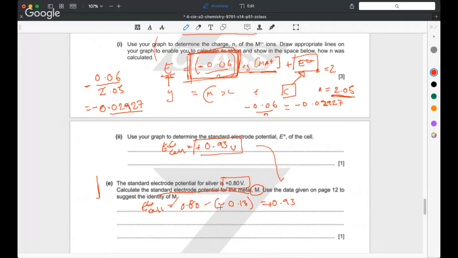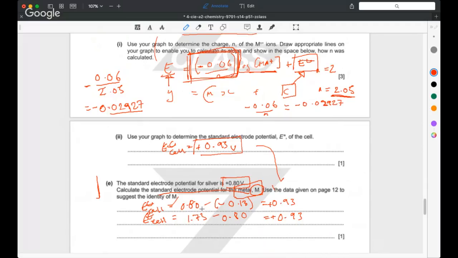So that's one way of looking at it. Or the other calculation you might be doing is saying that the standard electrode potential of the cell is 1.73 minus 0.8. And that also gives you 0.93. So we don't know, do we? It's one of those, but which one is it? You could just look at the data sheet they give you at the end of the paper. We know it's a metal, they told us that. So we're looking for a standard electrode potential for a metal that is either negative 0.13 or positive 1.73.